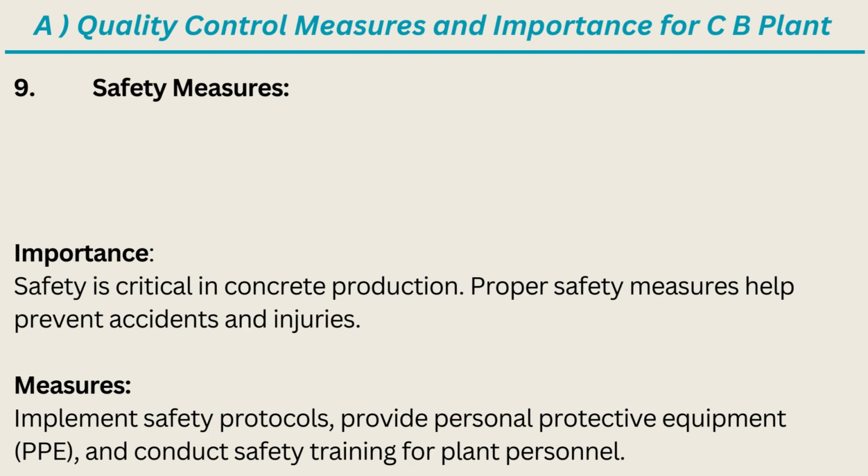9. Safety measures. Importance. Safety is critical in concrete production. Proper safety measures help prevent accidents and injuries. Measures. Implement safety protocols, provide personal protective equipment, PPE, and conduct safety training for plant personnel.